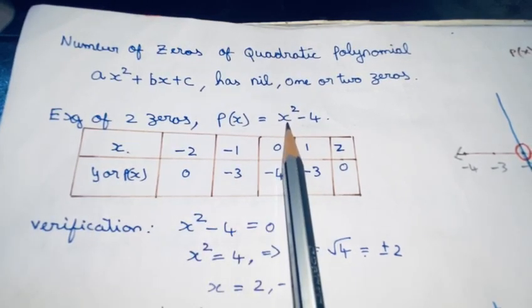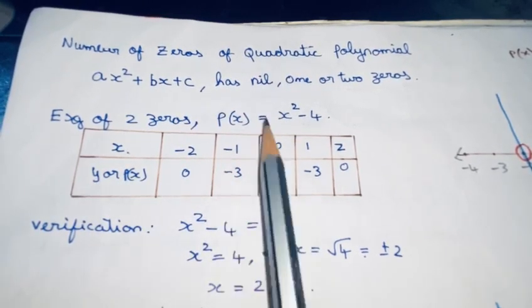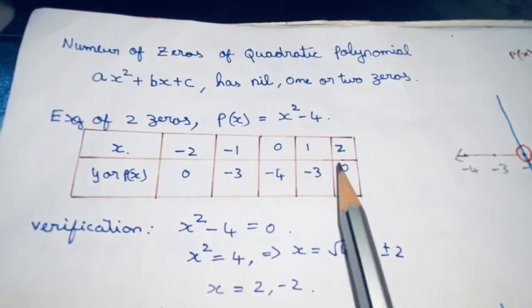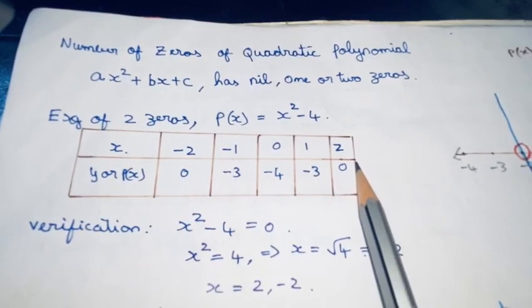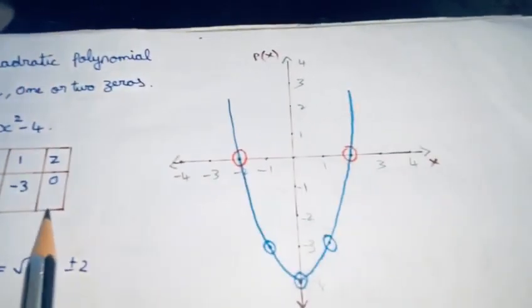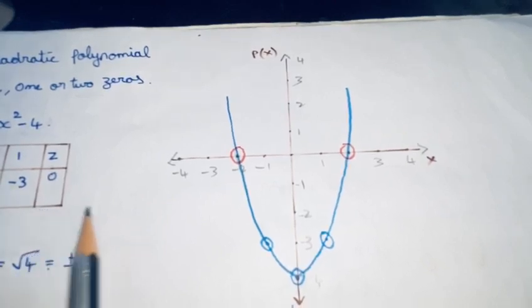So, if you substitute minus 2 in this particular expression, you will get 0 as the value. Hence, you are going to enter it here. Similarly, for the other values, and you are going to plot the graph for these values. Let us see how the graph comes. This is the graph of that particular polynomial expression.